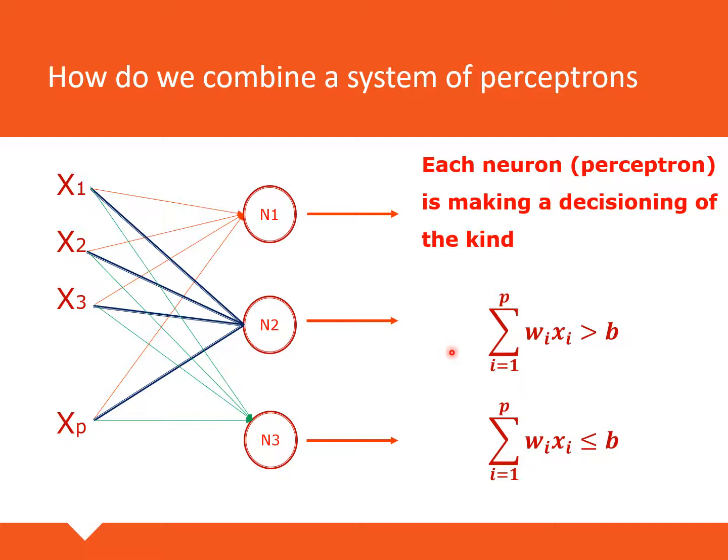Okay. So each feature is actually sending its information to each of the available neurons out here, and each neuron is doing the decisioning task that a perceptron does, right? And the decisioning task is of the nature that it computes a weighted combination of the features, summation wixi, and then compares it with a threshold, and then arrives at a decision.